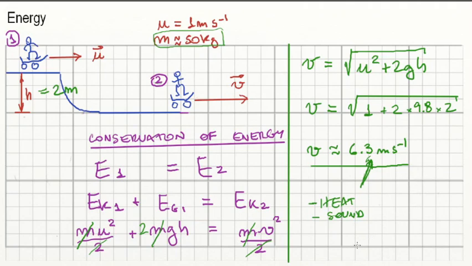So what if I told you that his measured velocity was actually 5 meters per second? So you could be asked, how much energy was dissipated? For example, sound or heat, right? So how much was dissipated? So we may calculate this difference now. So what was the energy associated with the skateboarder at the end? So kinetic energy is mv squared over 2.